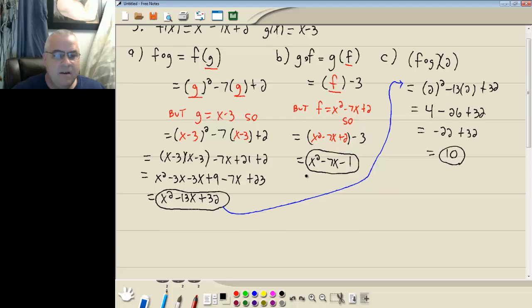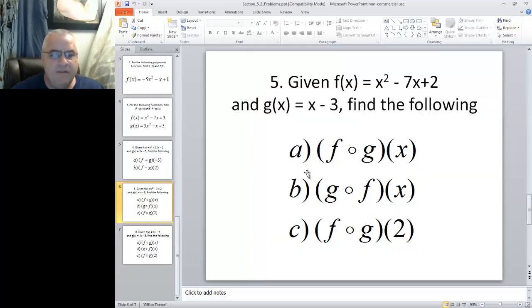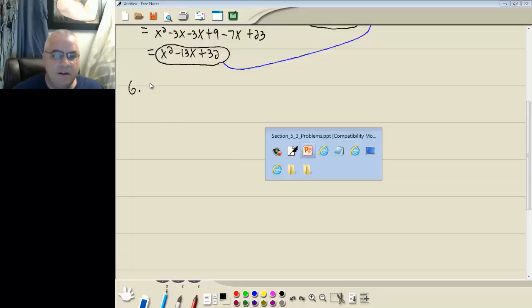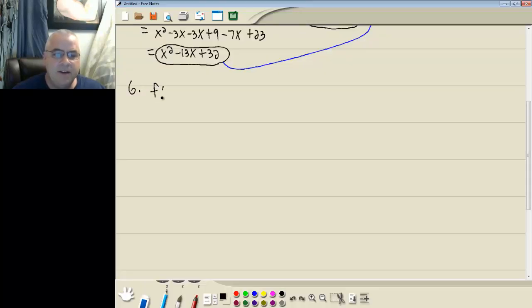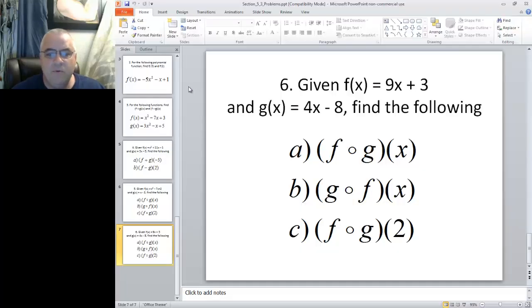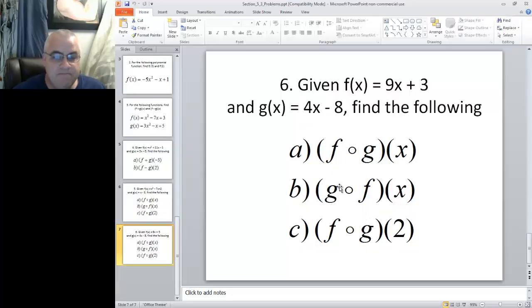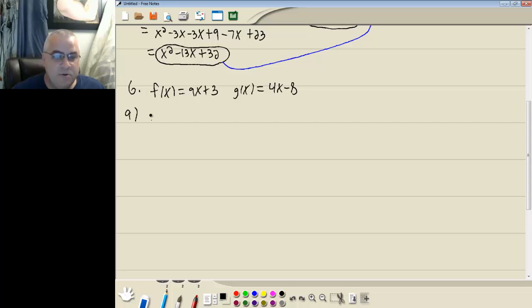Okay, let's look at another composition. In this one, we got f of x is equal to 9x plus 3, and g of x is equal to 4x minus 8. And we want to find the same 3 items. So first thing we want to find is the composition of f and g. Which again, f is first here, so f is first here. g is second, so g is what goes inside your parentheses.